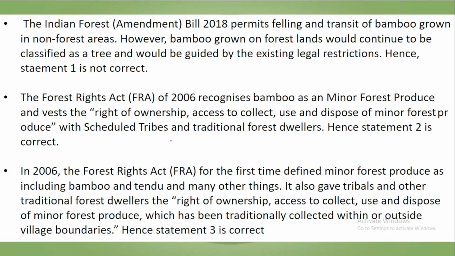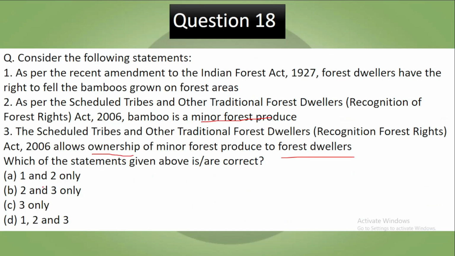So the correct answer to this is, let's see. The Indian Forest Amendment Bill permits felling and transit of the bamboo grown in the non-forest area. However, the bamboo grown in the forest land would continue to be classified as a tree and would be guided by existing legal restrictions. Therefore, statement first is incorrect. You can eliminate it. You got 2.